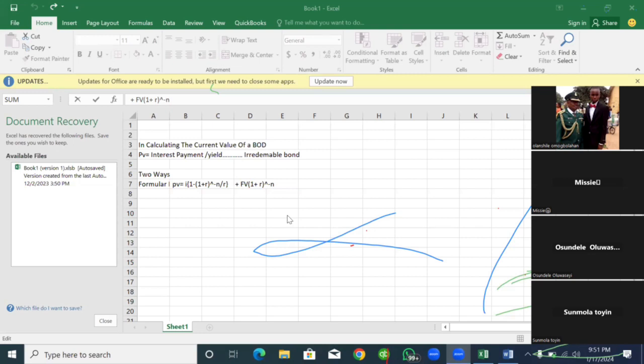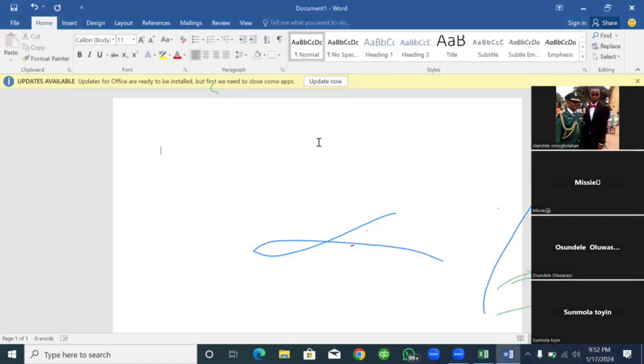Investors require an interest yield of 10%. Required: determine the current market value of the bond.